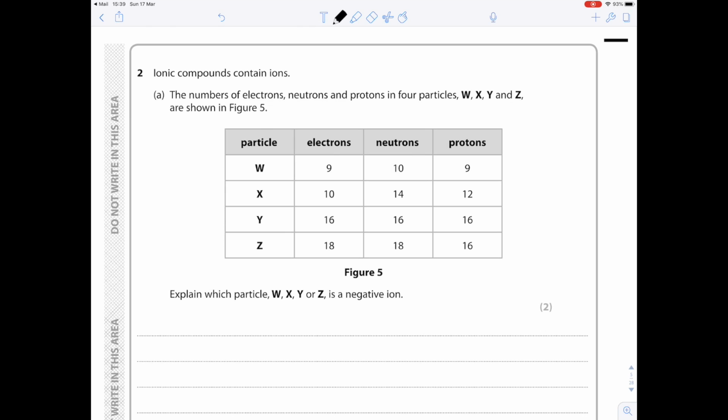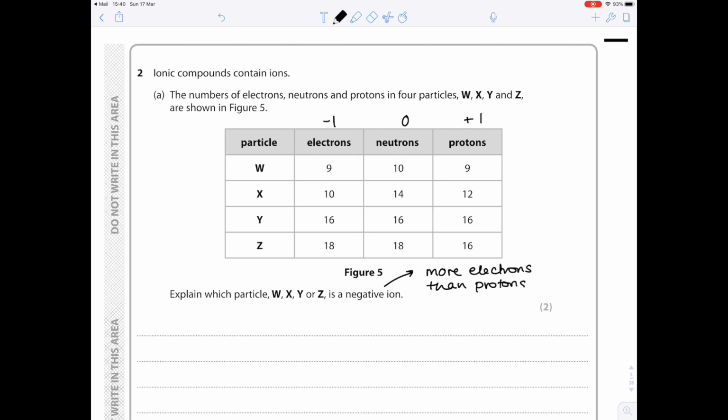2. Ionic compounds contain ions. The number of electrons, neutrons and protons in 4 particles W, X, Y and Z are shown in figure 5. Explain which particle W, X, Y or Z is a negative ion, and remember here we need to remember the charge on these various particles. So electrons have a charge of -1, neutrons have no charge, i.e. they're neutral, protons have a charge of +1. So if it's a negative ion, it needs to have more electrons than protons.